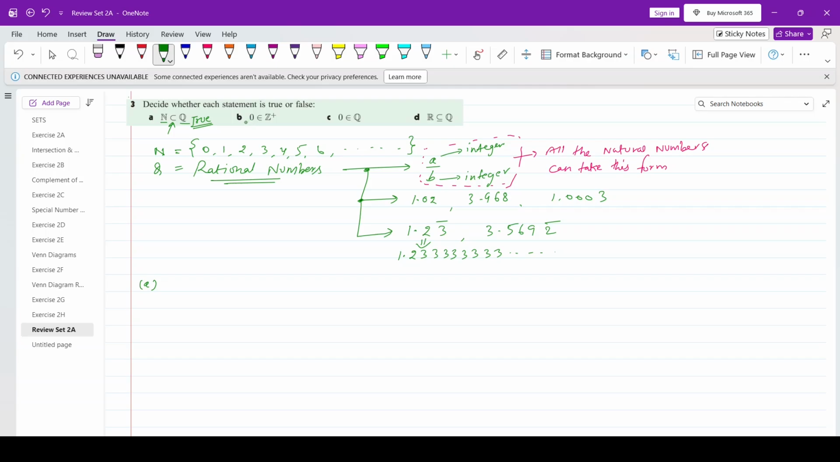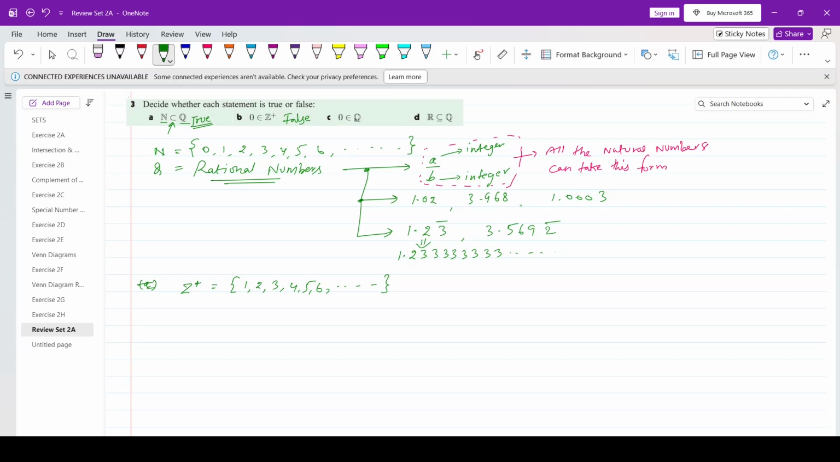Now, is 0 an element of positive integers? So what are positive integers? First, we write positive integers. Positive integers are like 1, 2, 3, 4, 5, 6 until infinity. So is 0 a part of this? No, that means this statement is false.